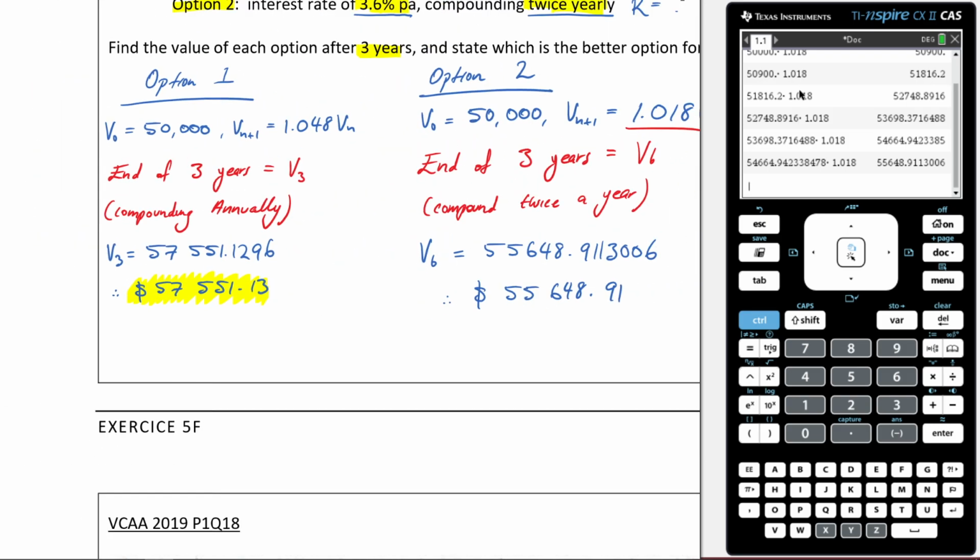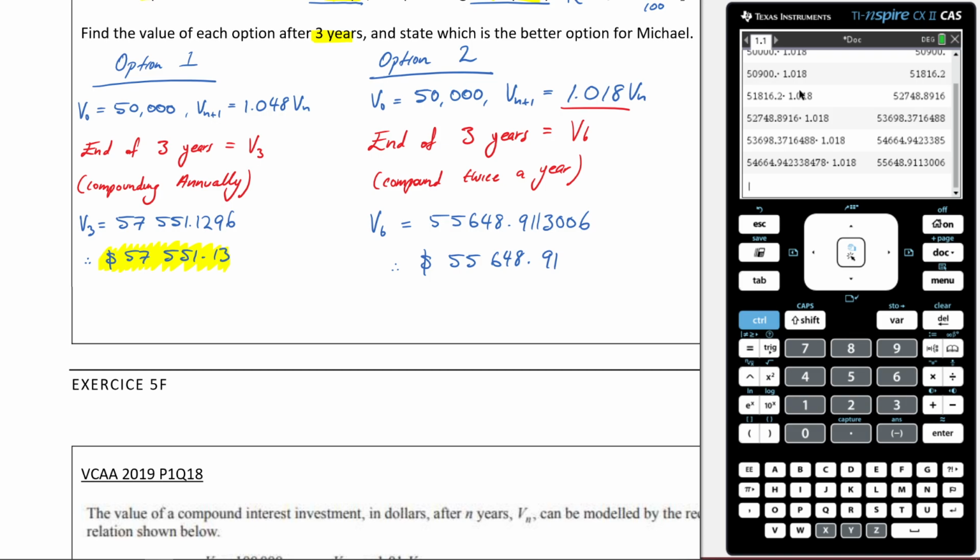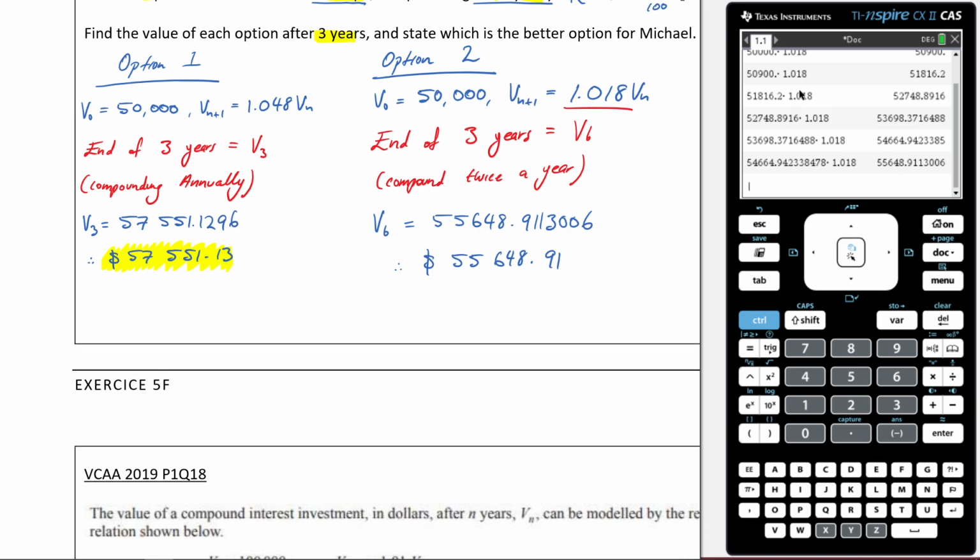So which is the least amount of money here? It's going to be $55,648.91. Which is the better option? Well, it's going to be option 2, because option 2 is less money. And remember, this is a loan. I want to be paying as little money as possible. So he should choose option 2 because it will cost less.